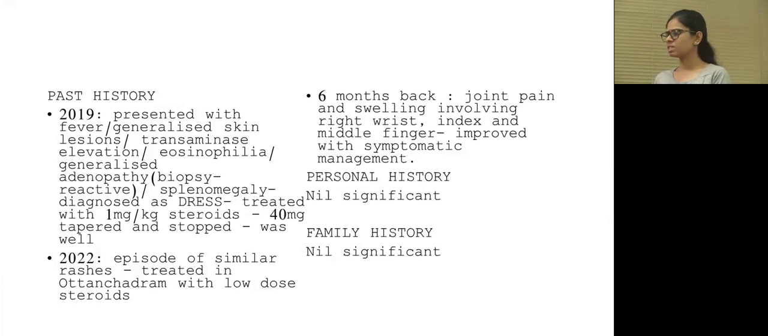In 2022, he again developed a similar kind of rash, but the local hospital treatment he received was low-dose steroids, with which it settled. 6 months back, he had joint pain and swelling involving the right wrist, index, and middle finger, and it improved with symptomatic management. There's no significant personal history or family history.